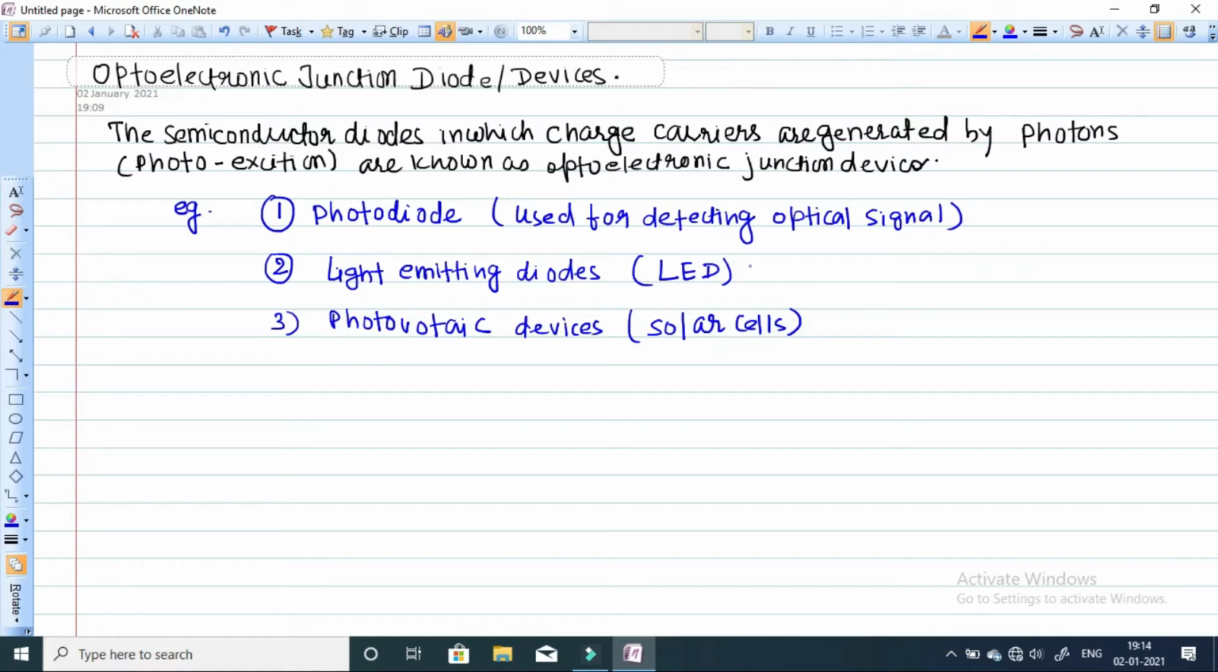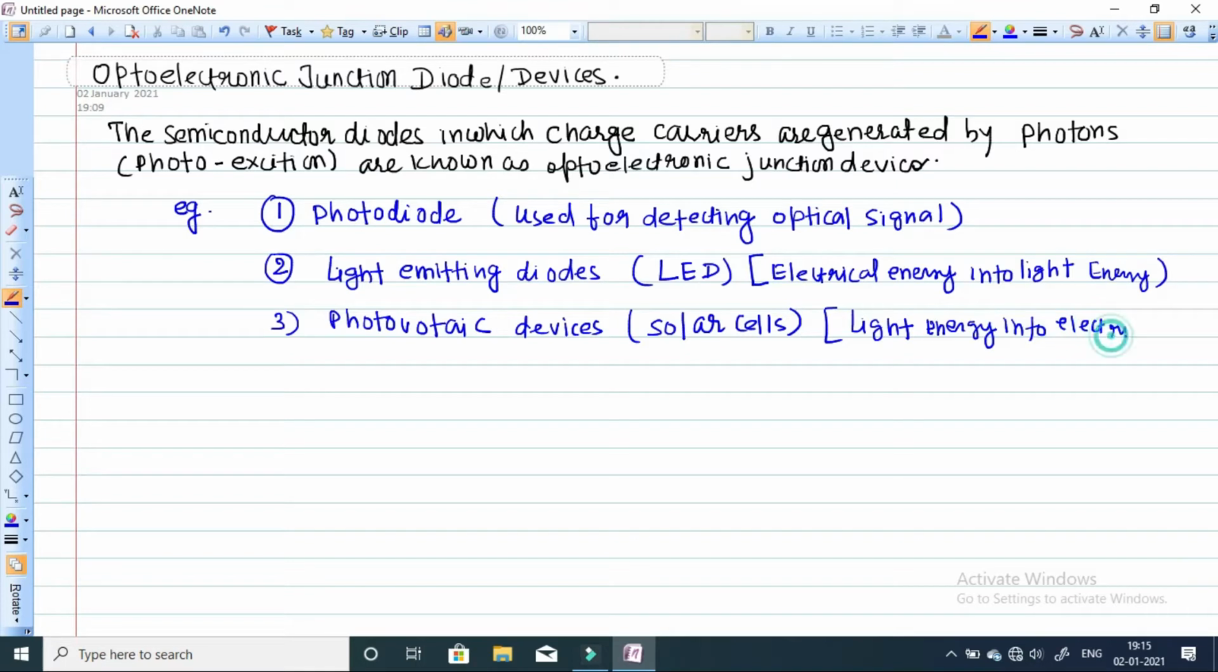So basically light emitting diodes, LEDs, they convert electrical energy into light energy. And solar cells, they convert light energy into electrical energy. So one by one we will see all these optoelectronic devices. So the first is the first optoelectronic device in this topic.